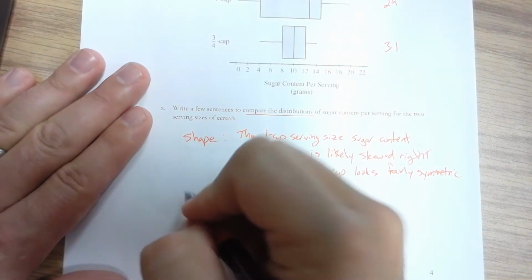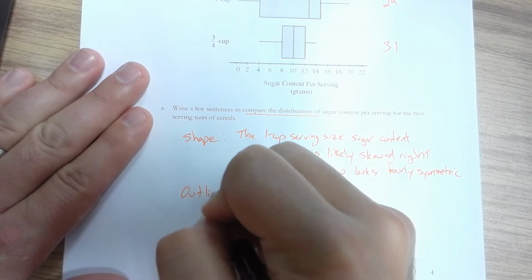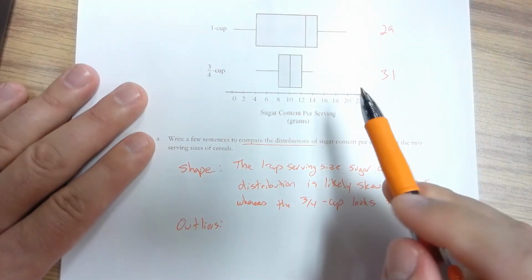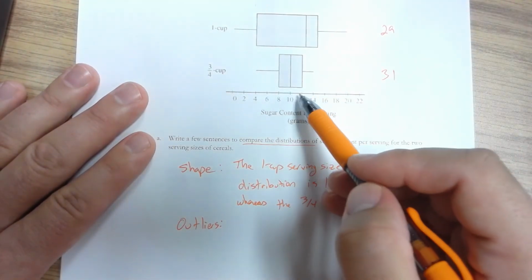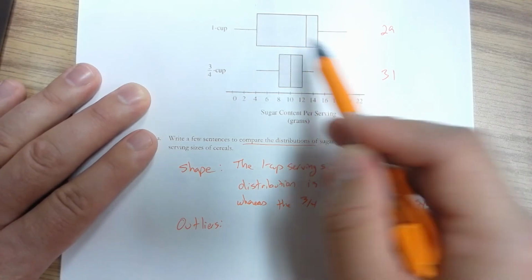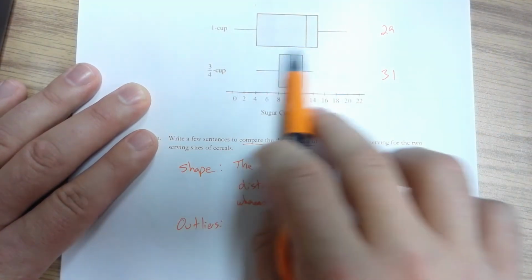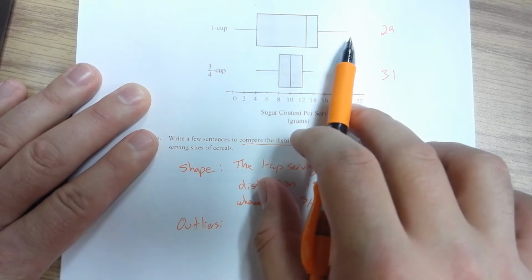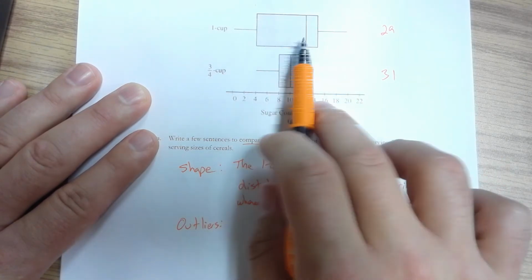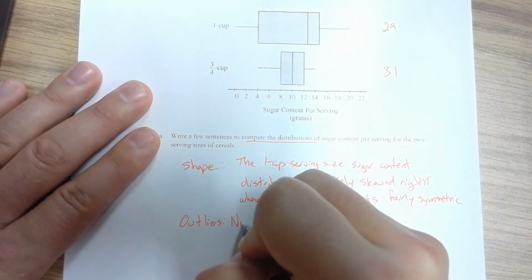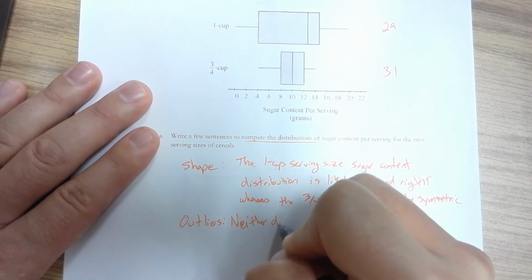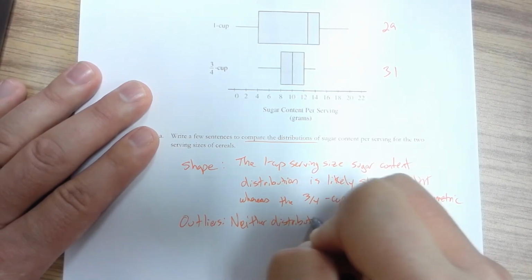All right. Next one's probably the easy one, outliers. We don't have to calculate outliers. We can tell there aren't any. If there were outliers, they would mark them with a box plot. And the other way you can tell is the width of the box is extremely large relative to how long the line is. So there's no outliers in either of these. Neither distribution has outliers.